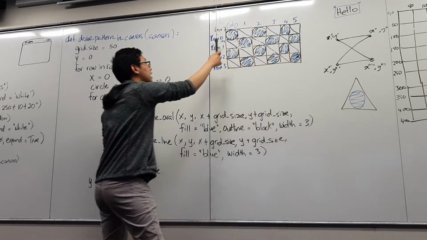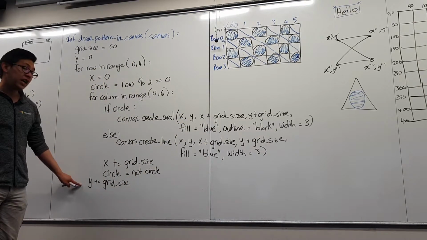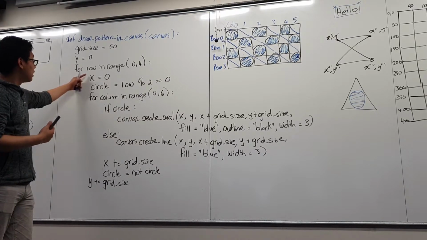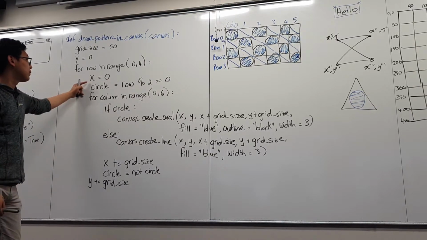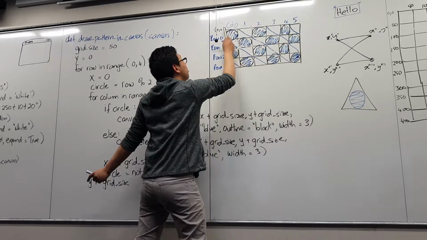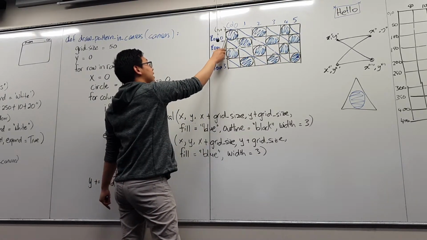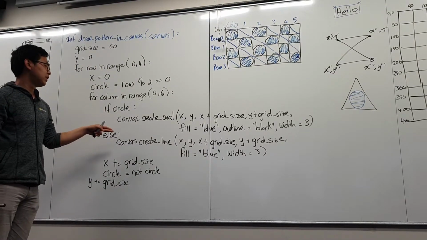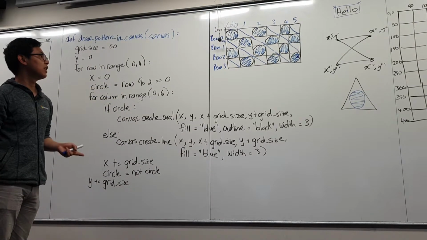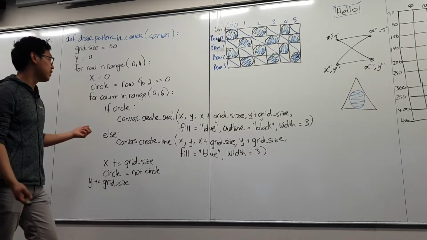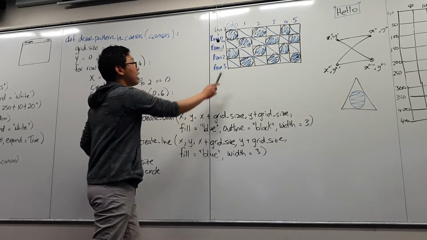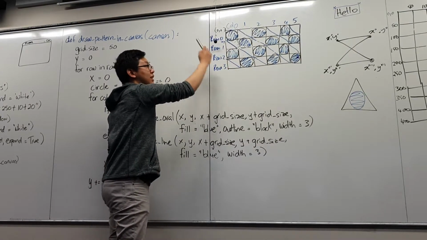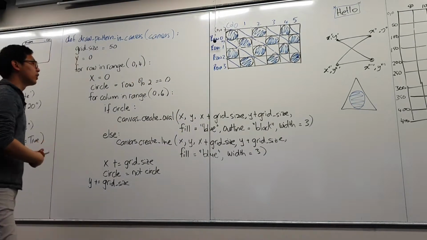And then once I exit this loop, I'm going to increment my y, so that when I go to the next row, x will be brought back to 0, but y was already incremented by grid size, so now I'm starting here. And then I go into my loop. If circle, well, is it an even row? No, it's not. So it's not circle. So else, x and y, that's here now, and then x plus grid size, y plus grid size is now here, and it does that, and it just keeps on incrementing and going through that.